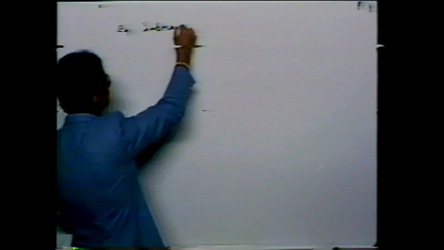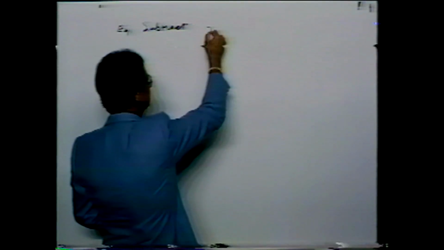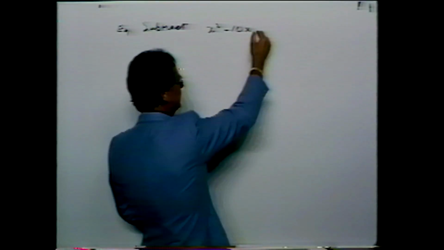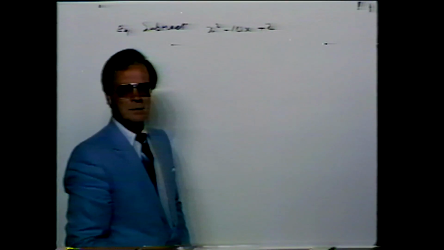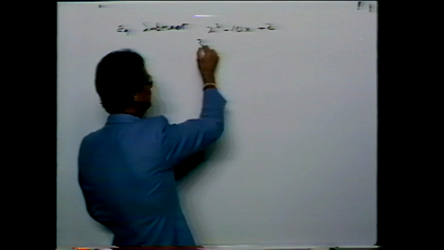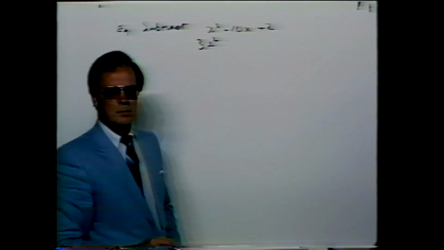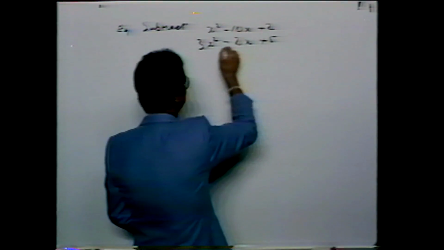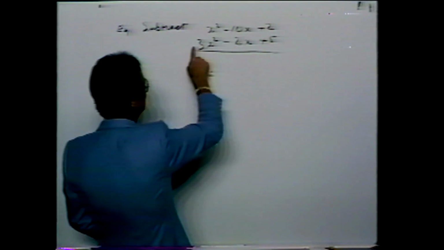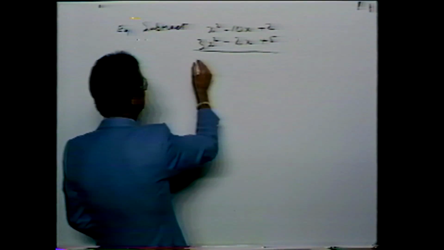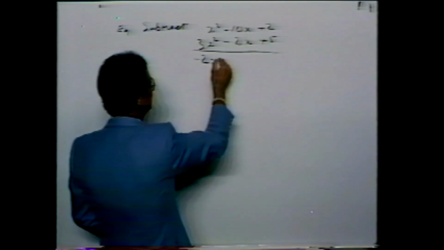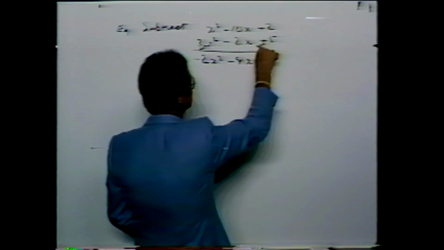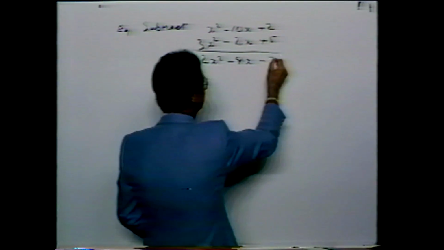Example, subtract x squared minus 10x plus 2 from 3x squared minus 2x plus 5 is then negative 3 when added, which is negative 2x squared. This is positive, add, that's negative 8x. This is negative, when you add, it's negative 3.